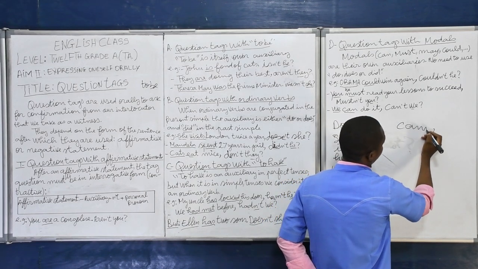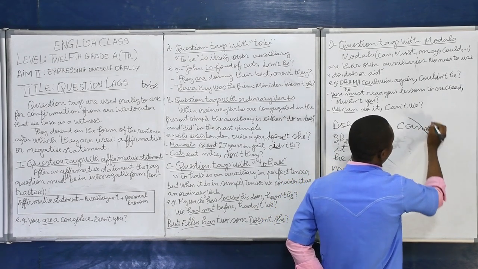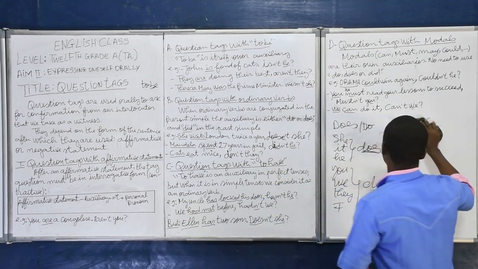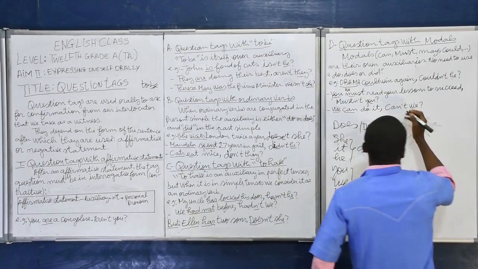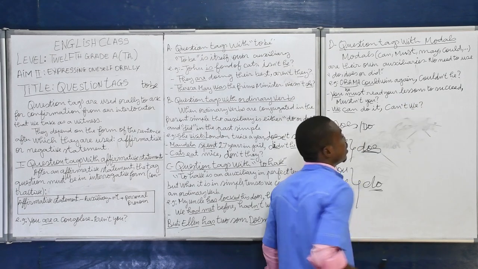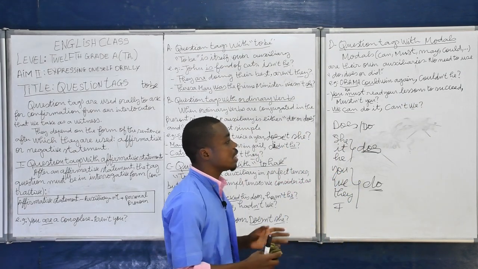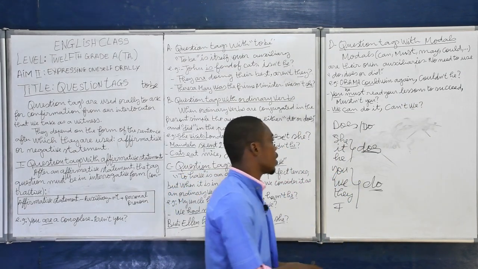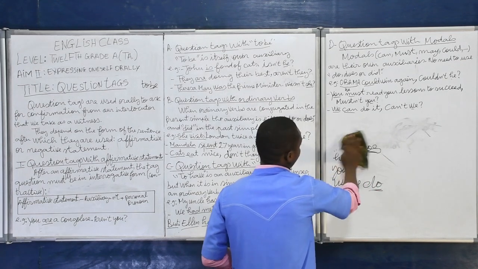Don't say can't, no. It has already got N, so you just add this and T. Can't we? We can do it. Can't we? We can add one sentence to demonstrate again.